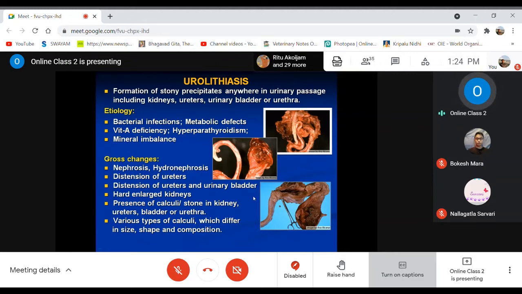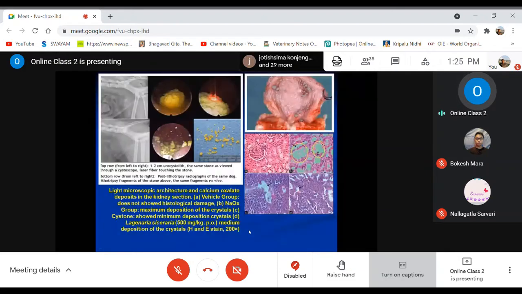And in all cases, mostly, the kidneys used to be much enlarged and hard, and the renal calculi, the stony hard substances, may be found sometimes in the kidney, or in the ureter, or in the bladder, or even in the urethra. According to the location, it may be different, depending on which part of the urinary system it is located in, right? And the various types of renal calculi differ in size, shape, and composition. These are some of the photographs, of course.